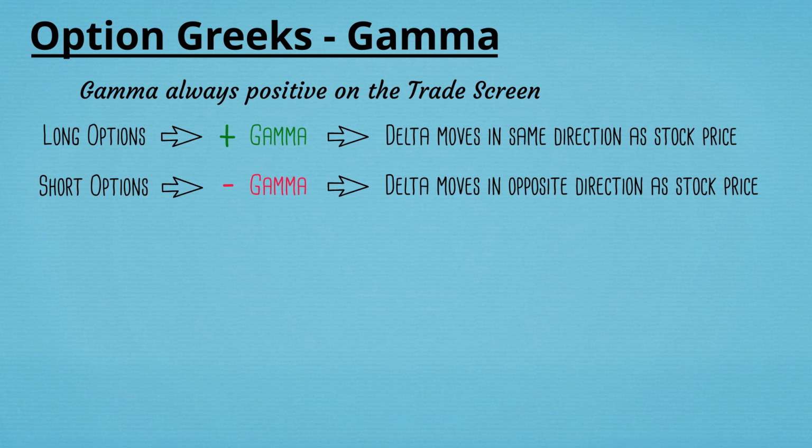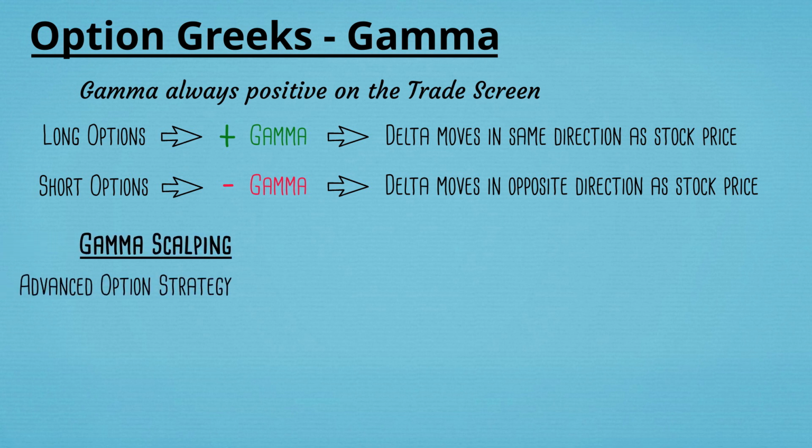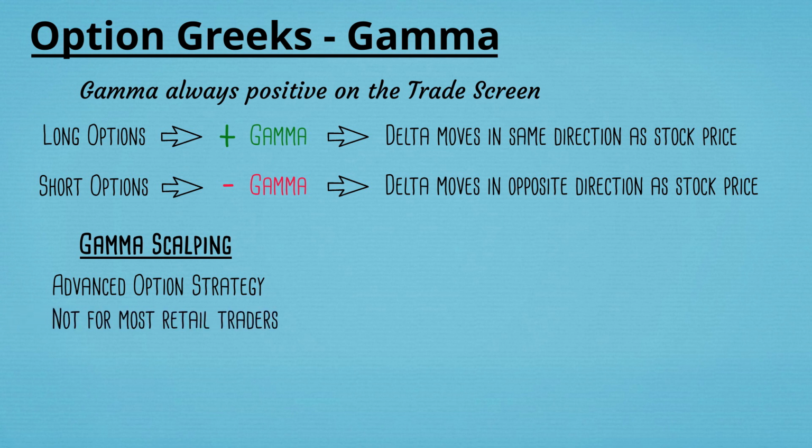So now that we understand what gamma is, how do we use it in trading? Well, as far as using it to profit on a trade, there is one very advanced trading strategy called gamma scalping. Now, it's a very complicated, very advanced, very time-consuming strategy. It's not really something that most retail traders would want to get into. Personally, I don't use it myself. But large institutional investors or hedge funds, they do use this strategy.